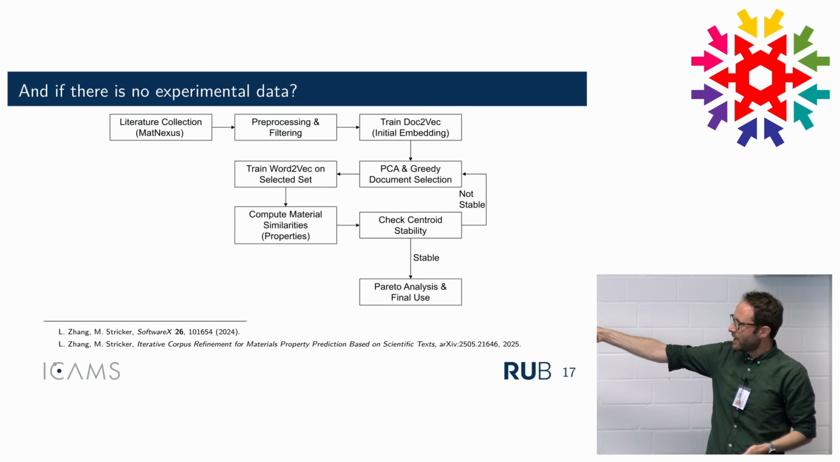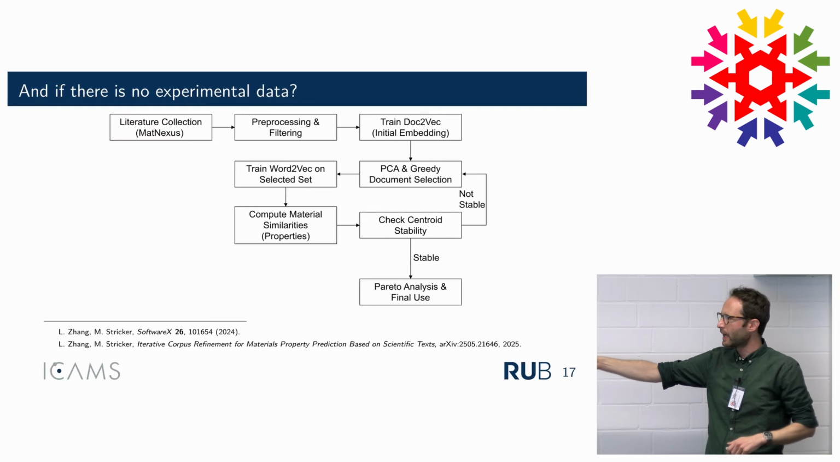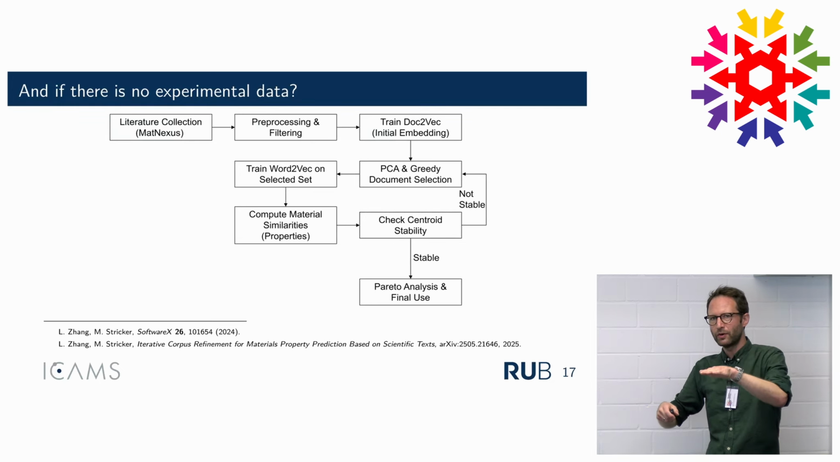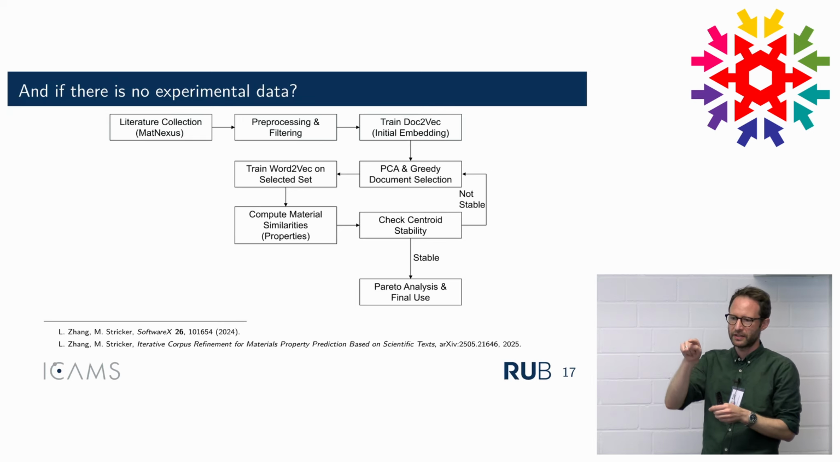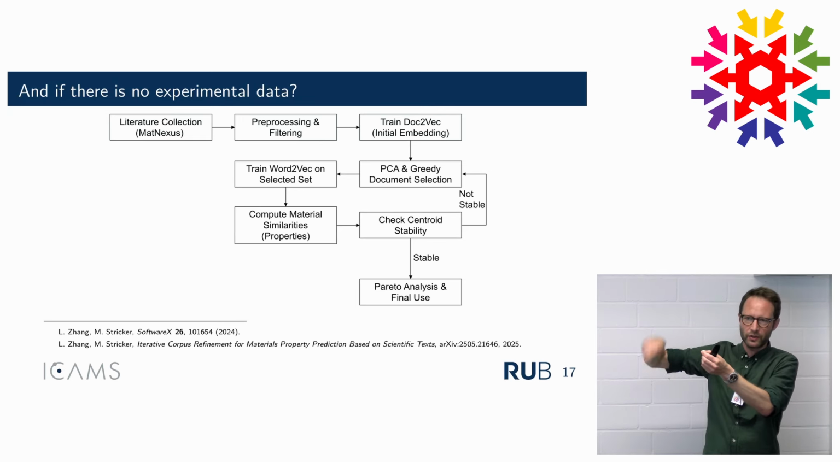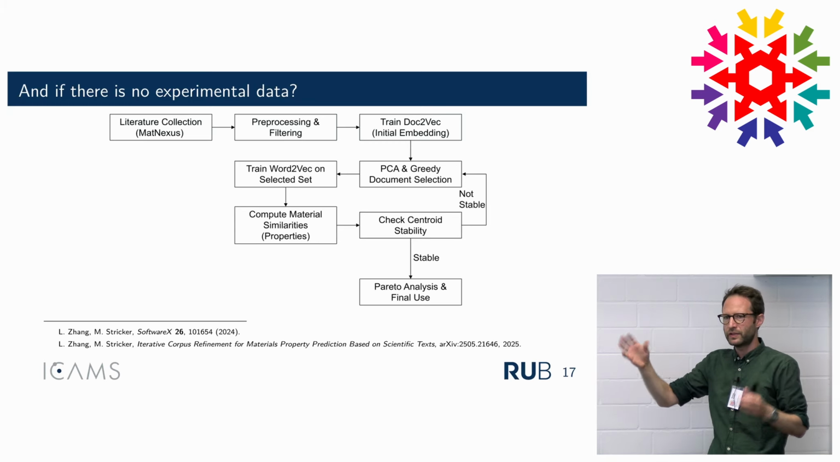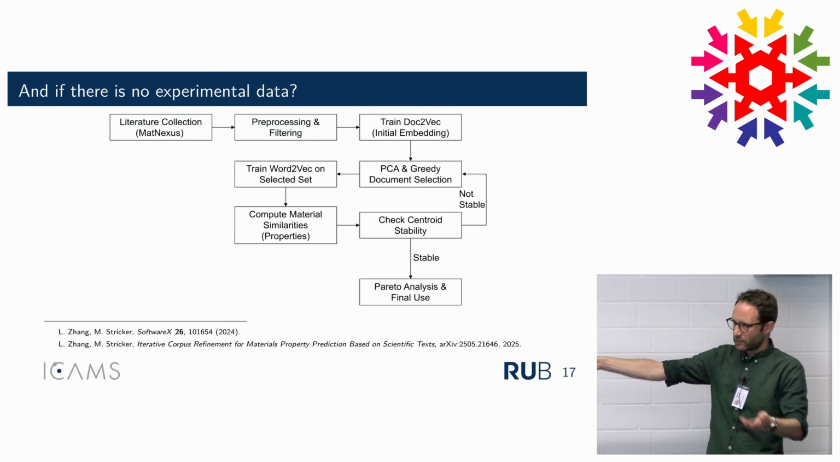Then we use PCA and a greedy document selection in batches of 50, and have a corpus that incorporates increasingly more diverse sources. So this greedy selection means you start in the center, so what do all the abstracts have in common in this representation, and then you choose the one that is furthest apart and then furthest apart from the other one, and so on and so forth, until you sample this space in batches of 50, and it gets denser and denser. And then we compute the similarities as before.